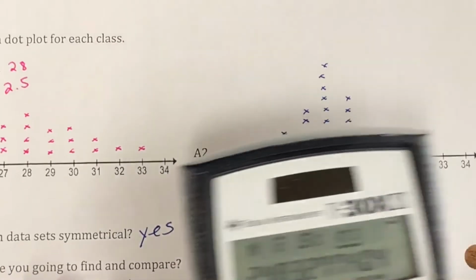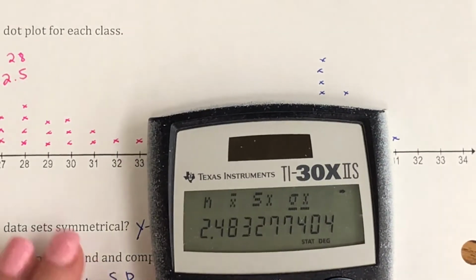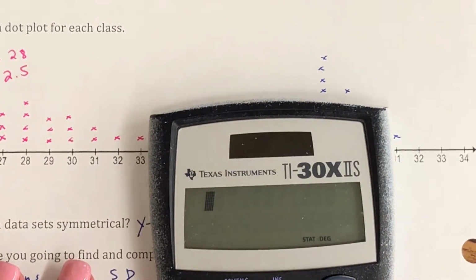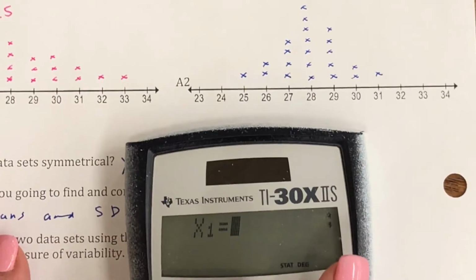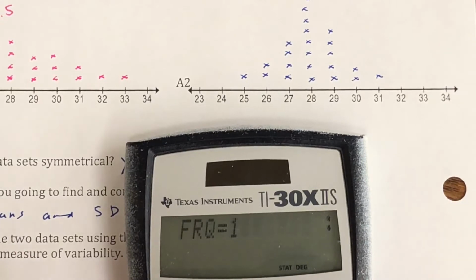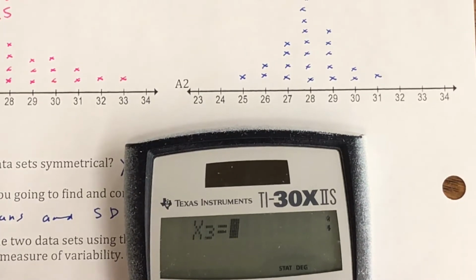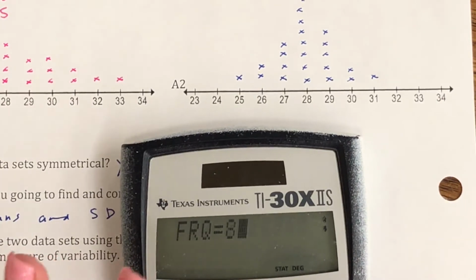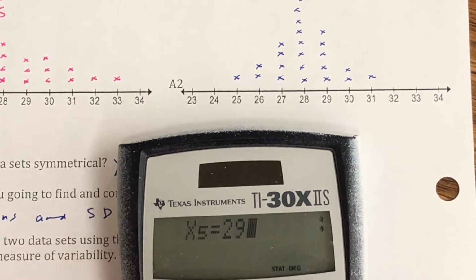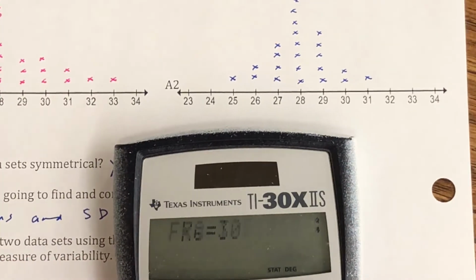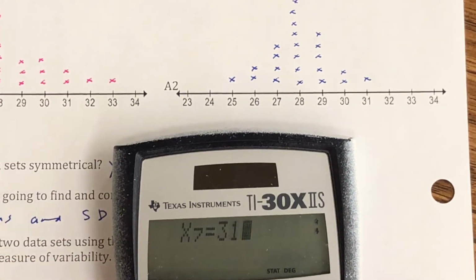Okay, now we want to go ahead and do that for this one. I want to clear my data, so I'm going to go second, stat, arrow over twice, and hit clear data. So I don't have to worry about putting that anymore. Now I'm going to hit the data button. Okay, so now I have 25. I have 2 26s. 27, I have 4 of those. 28, I have 8 of those. 29, I have 5 of those. 30, I have 2 of those, and then I just have 31.